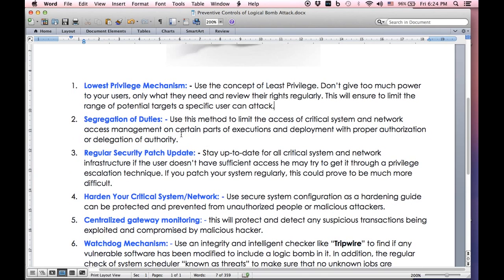Okay, so the next is segregation of duties. Segregation of duties is very important for protecting against the logic bomb attack. For example, in the development team, we need to segregate what is the development team, what is the testing unit, what is the compiling unit.